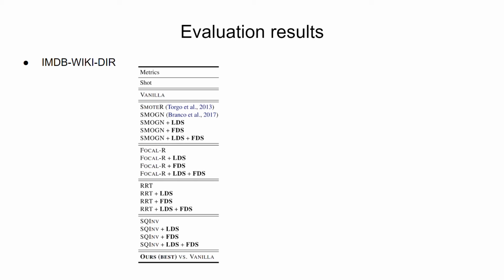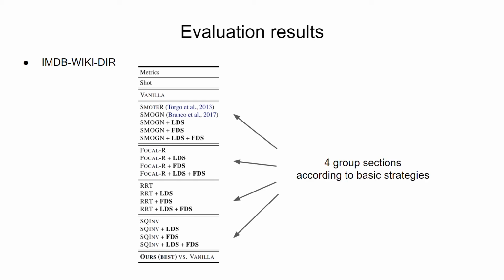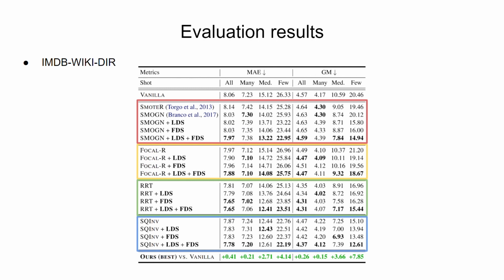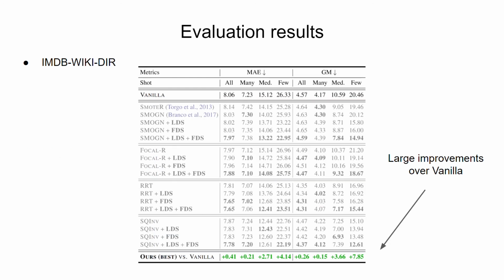We first group different methods into 4 sections according to which basic strategies they use. The evaluation metrics considered here are the mean average error and the geometric mean error, with a lower value, a better performance. On the first row, we show the performance of the vanilla model. Within each method group, we further apply LDS, FDS, and the combination of LDS and FDS to the baseline method. As the table shows, regardless of which baseline methods we choose, using LDS and FDS can consistently boost the performance. Finally, we also report the absolute improvements over the vanilla model. The improvements are large, especially for the medium shot and few shot regions, where the data is very sparse.